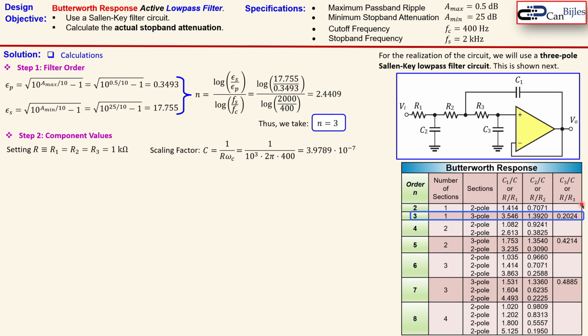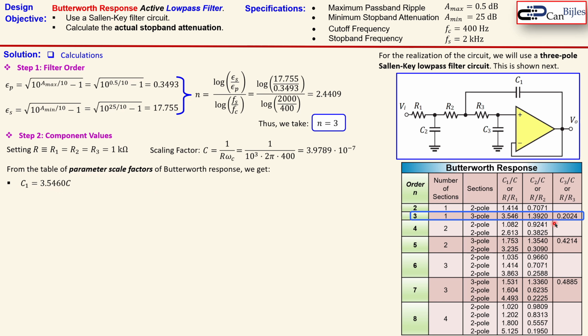The other one, this one, the R over R1 and R over R2 and R over R3, that is used when we design a high-pass filter, so that is in a different design. So from the table, the parameter scale factors of our Butterworth response, we will get now the following situation.